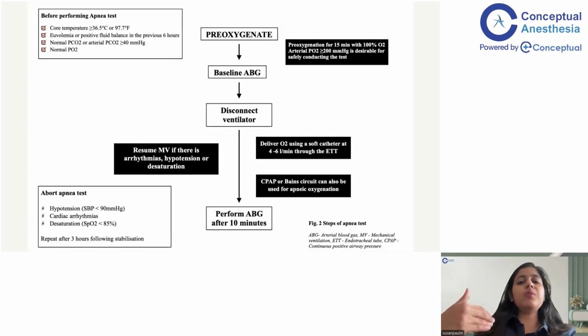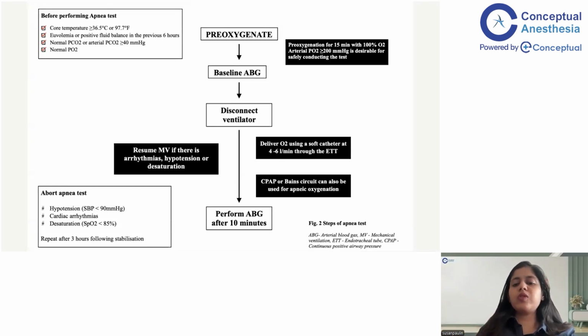Even before starting the apnea test, we need to make sure the confounding factors are excluded, appropriate temperature is maintained, positive fluid balance is available, the PCO2 level is normal, around 40 mmHg, and you have a normal PO2. Then you do a baseline ABG.